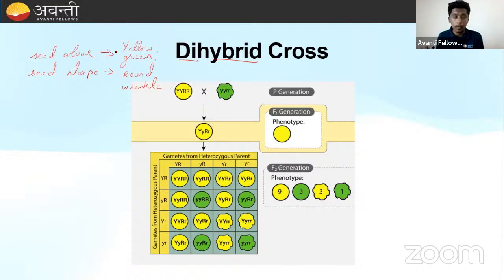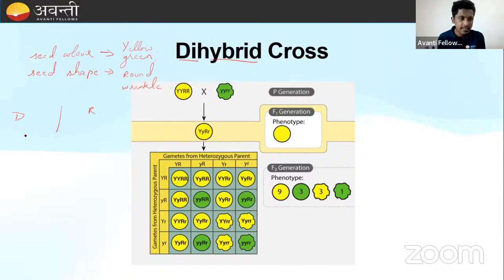Anyways, so let's go back here. So the seed color he chose was yellow and green, and the seed shape was round and wrinkled. So if you look at the dominant ones and recessive one, let us group them together. So I will write it as D for dominant and R for recessive.